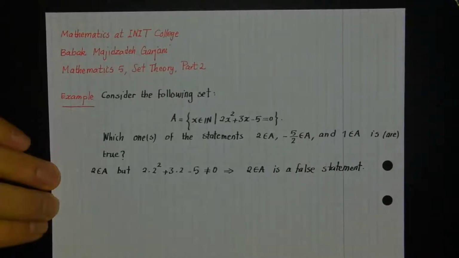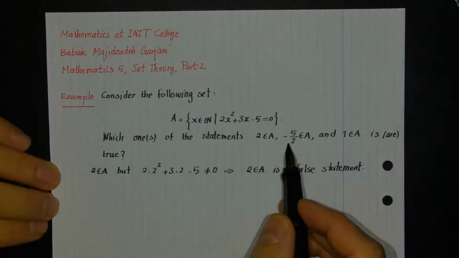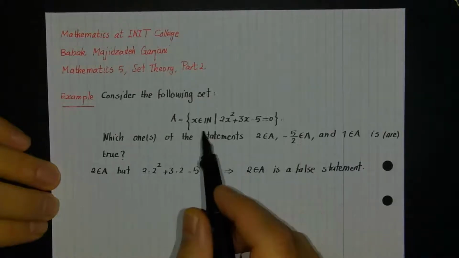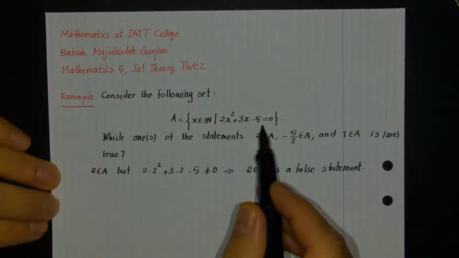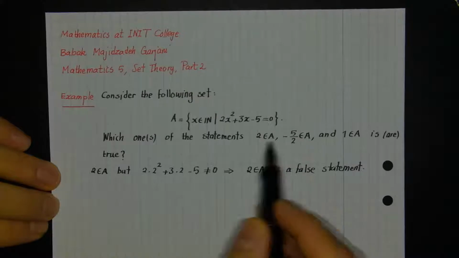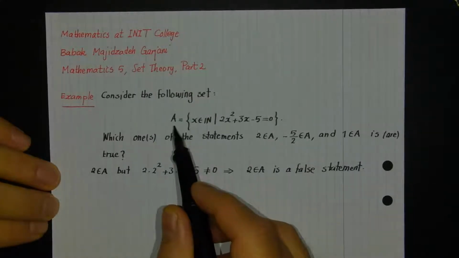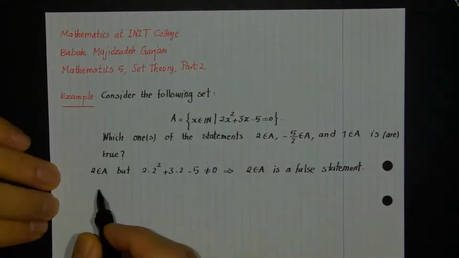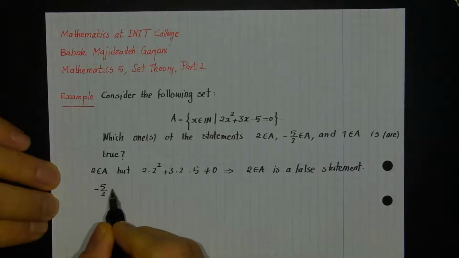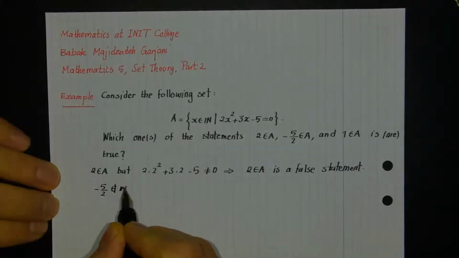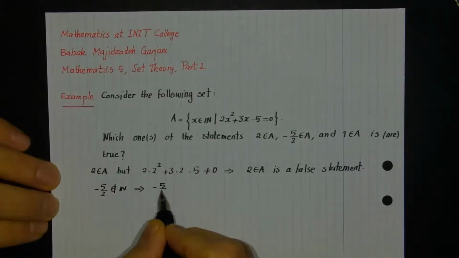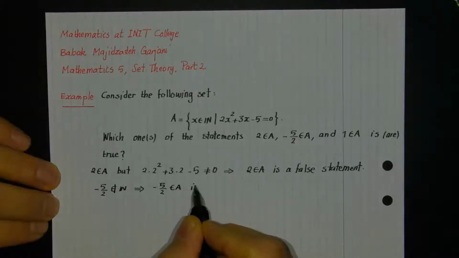Okay. For the second one, I don't even need to check the second, harder condition, because minus 5 over 2 does not belong to the set of natural numbers. Even if it satisfies the second condition, which indeed it does, it does not belong to the set, because to belong to the set A, we have 2 conditions to be met. So minus 5 over 2 does not belong to the set of natural numbers. So immediately I can conclude that minus 5 over 2 belongs to A is a false statement.